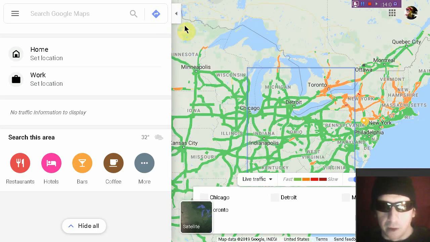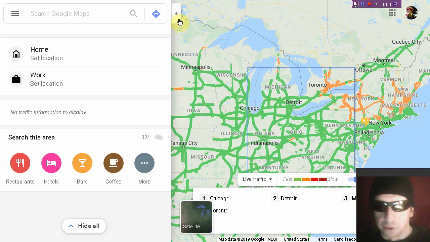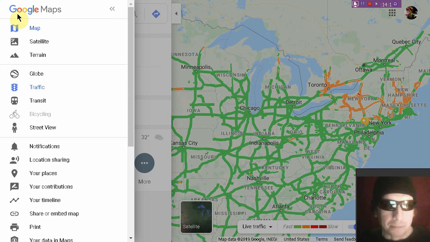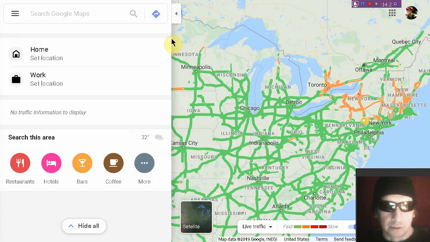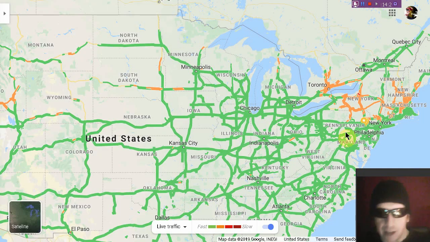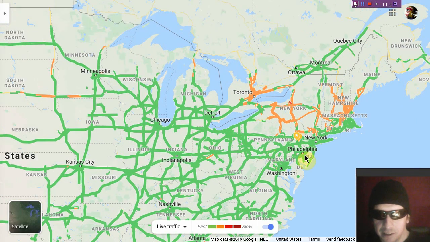By the way, if you want to check traffic, and of course I'm not a big fan of Google, but if you go to Google Maps, maps.google.com, you bring up the layers and you click traffic, you will get this. And this is how you avoid getting stuck in traffic.